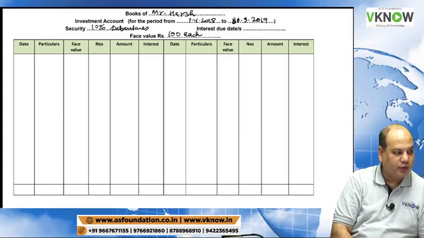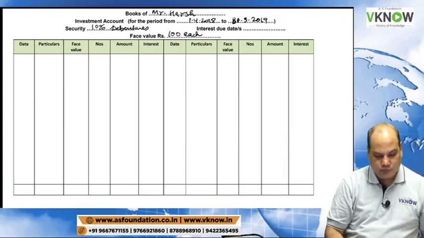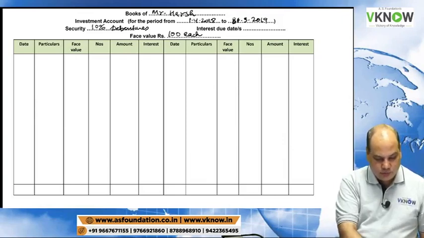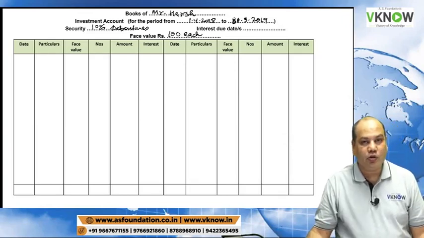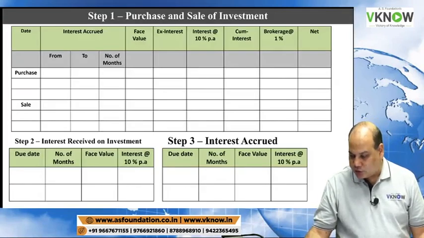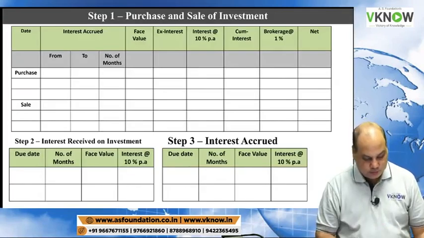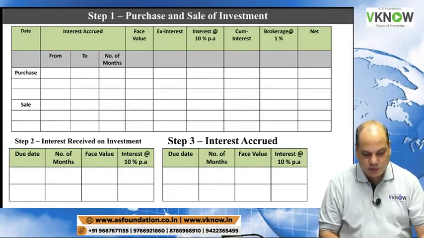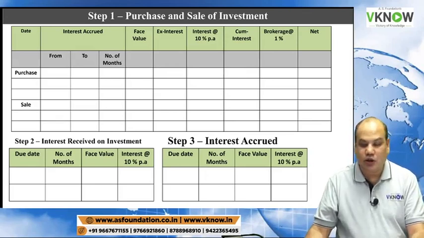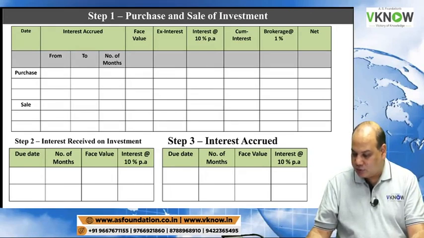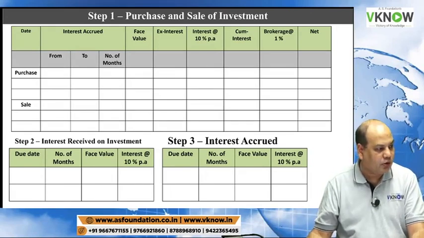Draw 20 to 25 lines format. Is it over? Once your format is over, then we can solve the problem easily and quickly. This question has one new adjustment, and that is your brokerage. So after this, you prepare first working note 1. Prepare this working note 1, which I will call purchase and sale of investment. Only the first working note at the top you will draw.